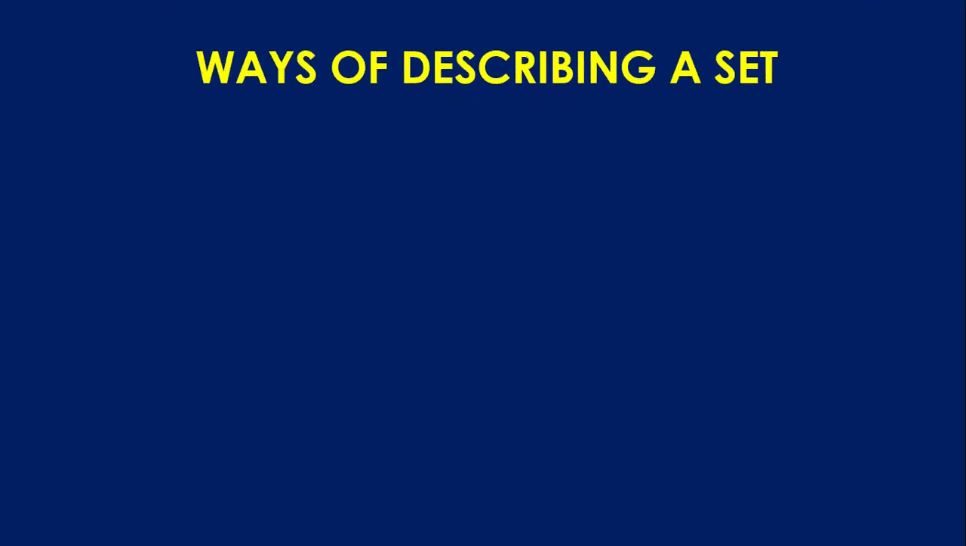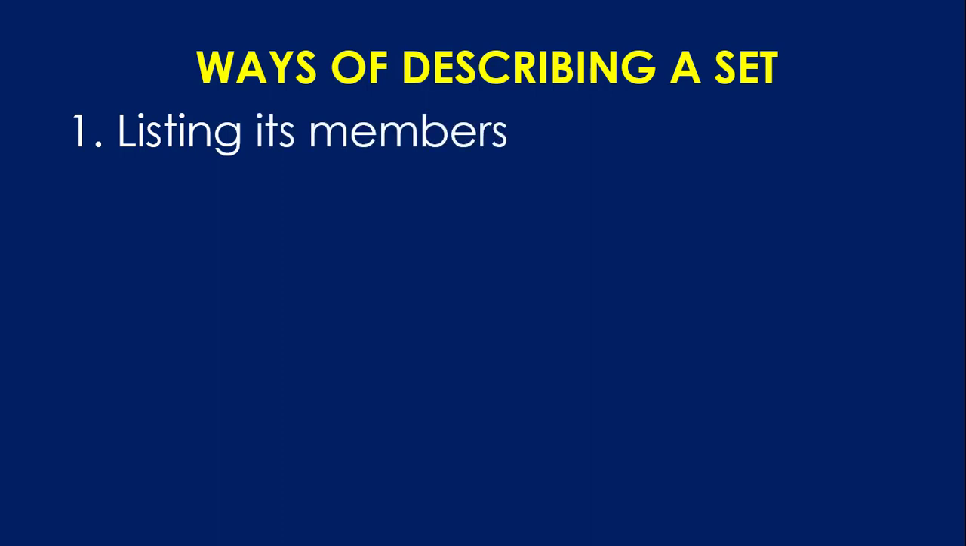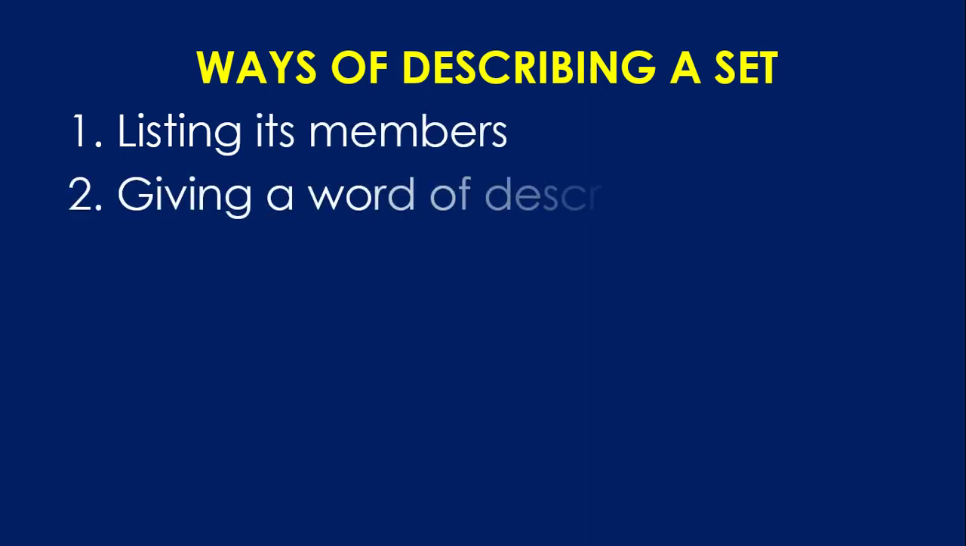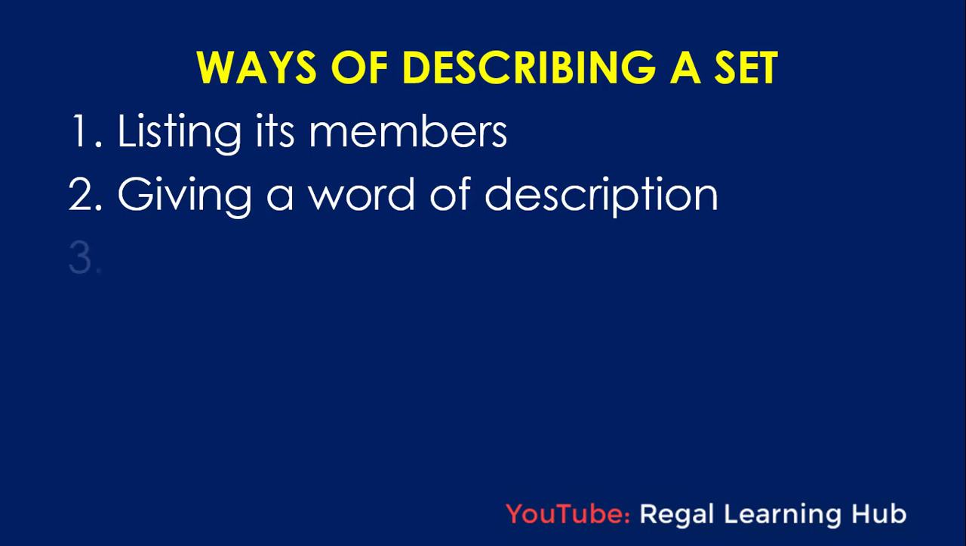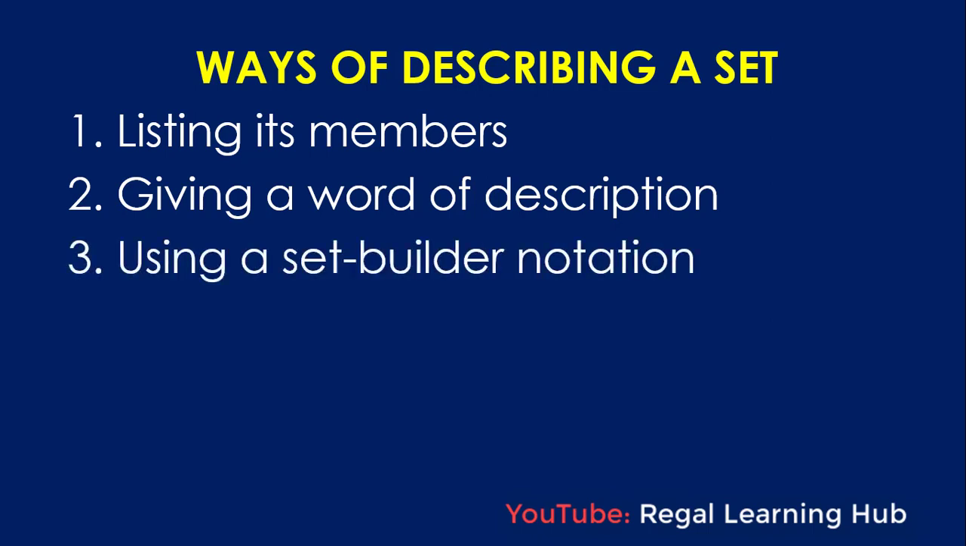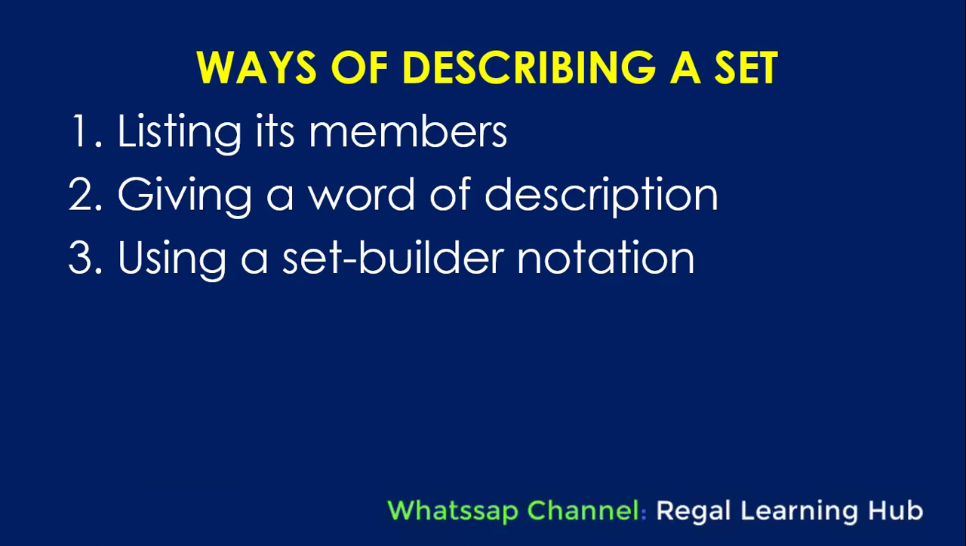Now, the ways of describing sets simply involve the various ways sets can be illustrated in a written form. We shall be looking at three ways of representing sets, and they include listing the elements, giving a word of description, using a set builder notation. In today's discussion, we shall be looking at listing the elements.